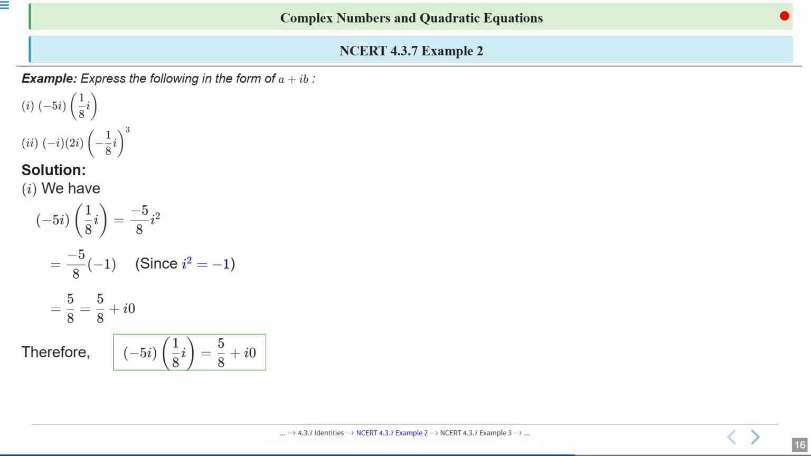Therefore, our final answer for part 1 is -5i × (1/8i) = 5/8 = 5/8 + i·0.